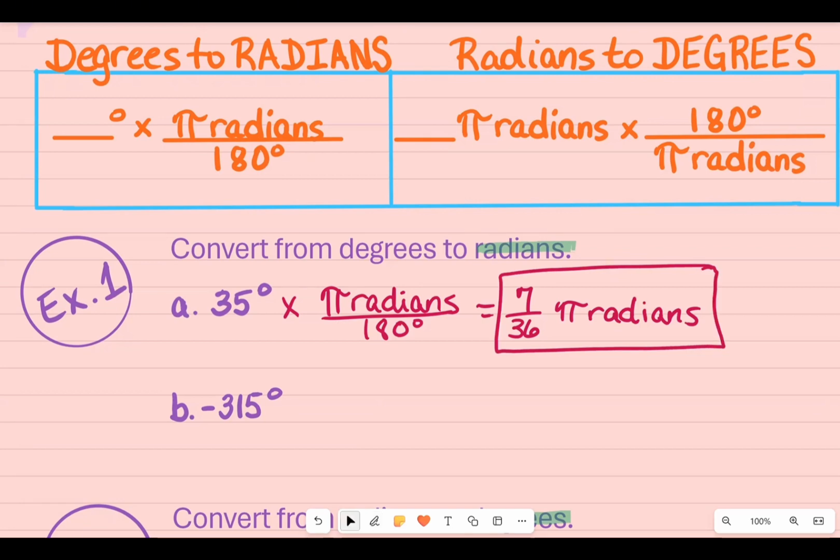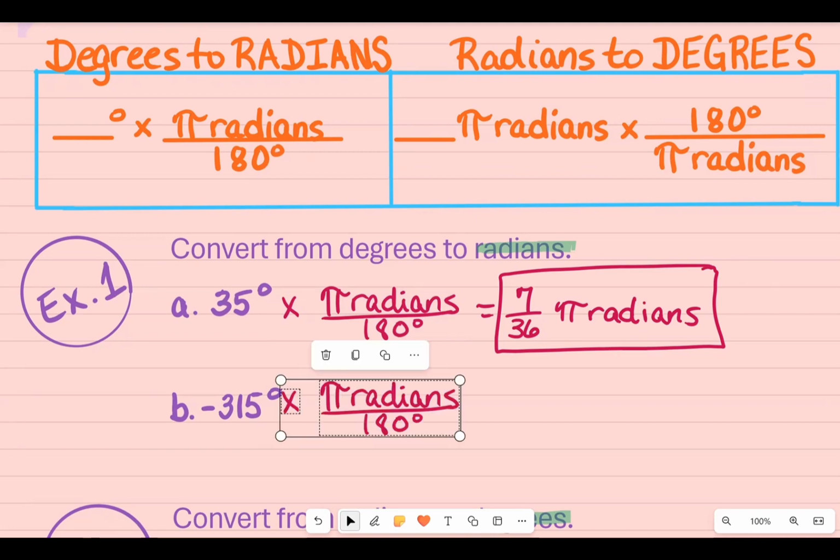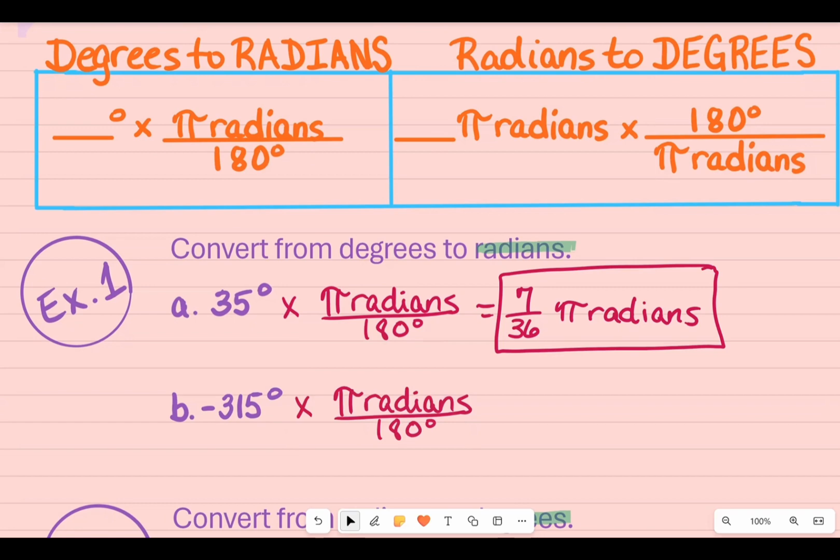So I'm going to take that same formula because I have a degree given again, and I'm going to use that here. Negative 315 degrees. Yes, you can have negative. And I'm going to multiply that times this same formula.